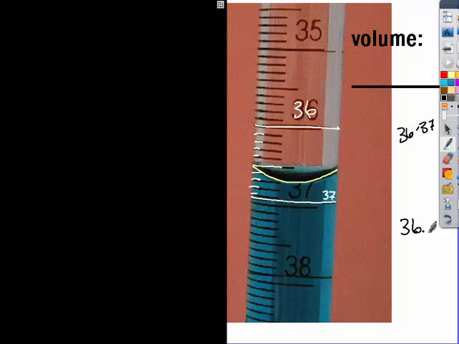So 36.70 or 36.71. So it's what you can read accurately plus 1. You had to have your answer to the hundredths. If you only had it to the tenths, then your answer would be incorrect.